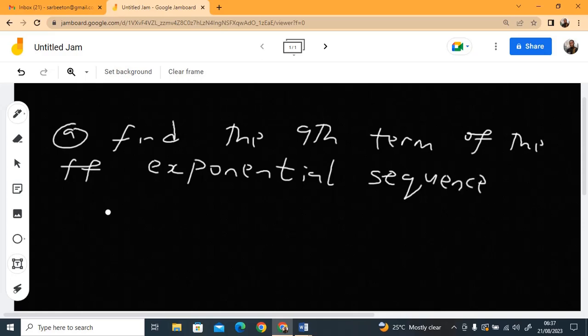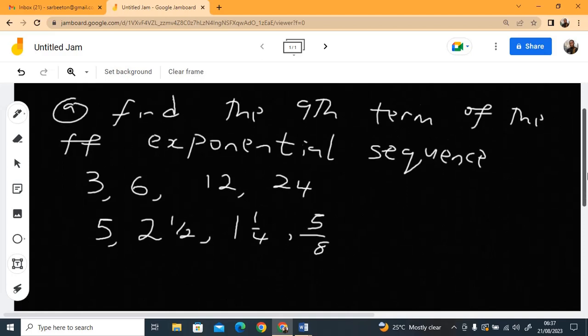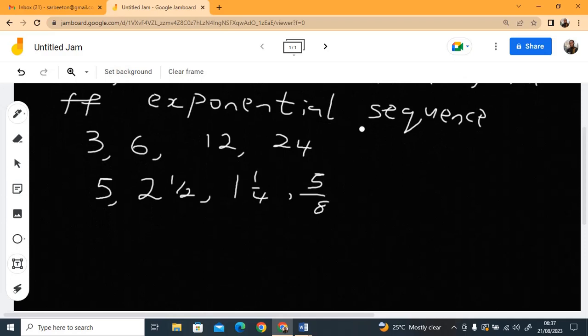Let's assume you give me something like this: 3, 6, 12 and 24. Let me make it more complex. Let's say you have 5, 2 and 1 over 2, 1 and 1 over 4, then 5 over 8. You have to find the ninth term of each of them. The ninth term will be A R raised to 9 minus 1, because 9 is the number of the term, which is A R raised to power 8.